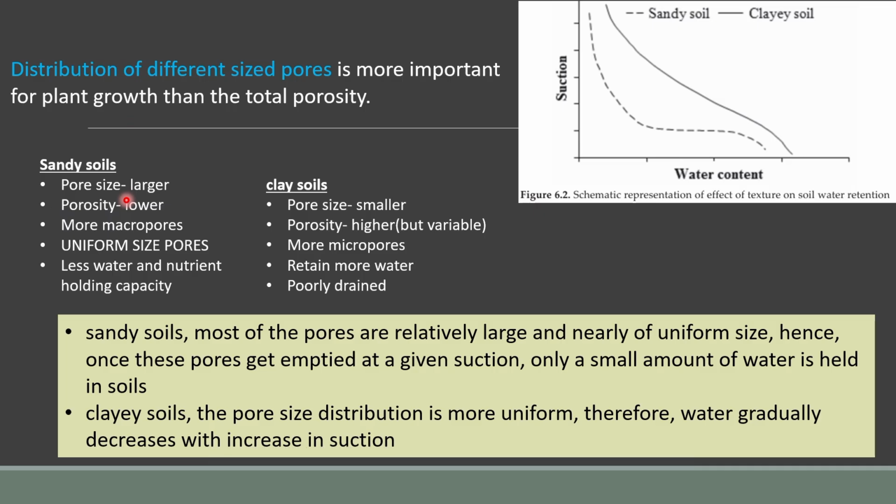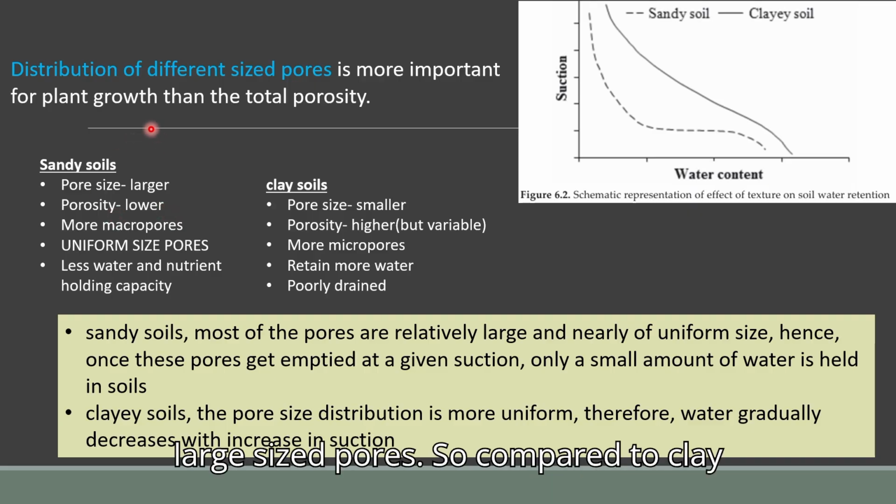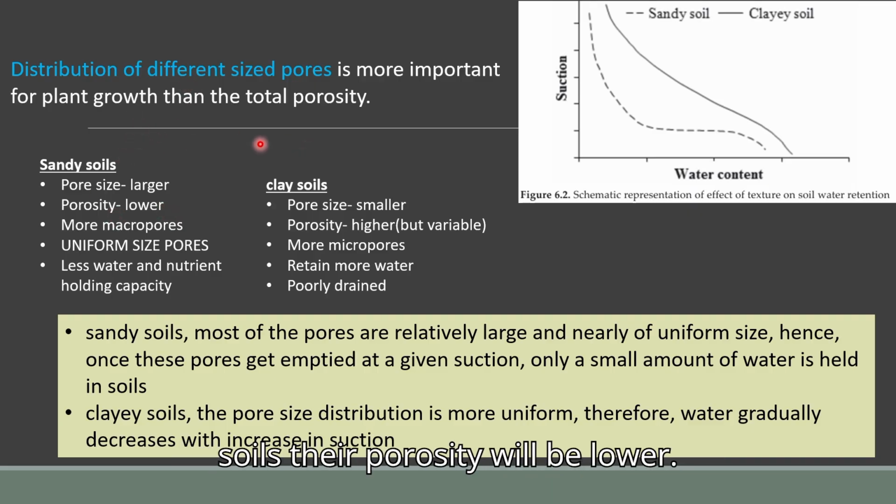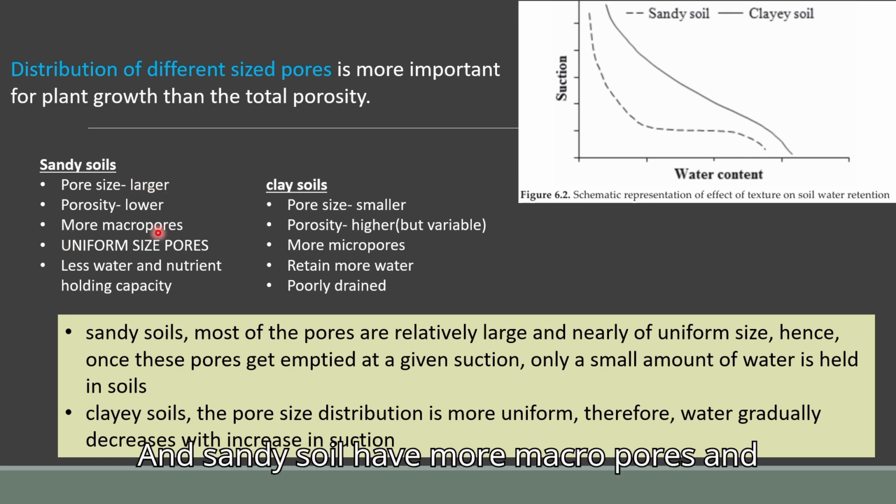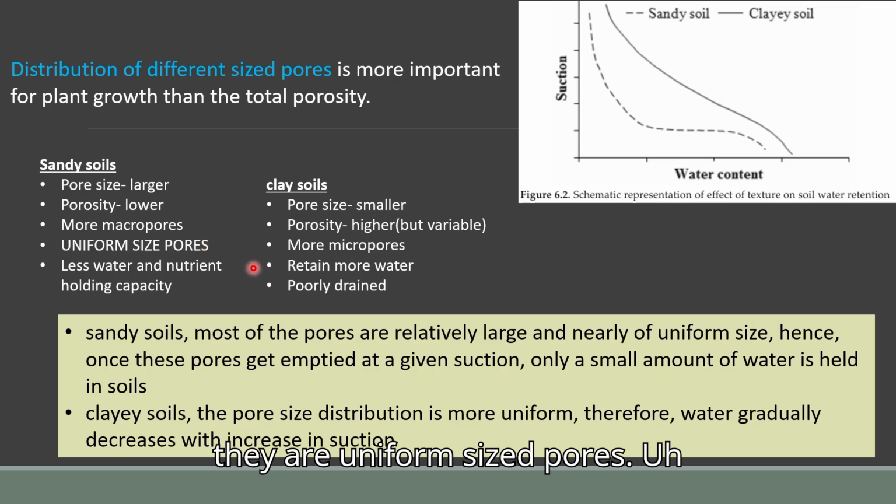I'll explain its meaning. In sandy soil, pore size will be larger. In sandy soil, macropores are dominant and porosity will be lower. Porosity means the total amount of pores. They have large sized pores, so compared to clay soils their porosity will be lower, and sandy soil has more macropores, which are uniform sized pores. So less water and nutrient holding capacity is there.